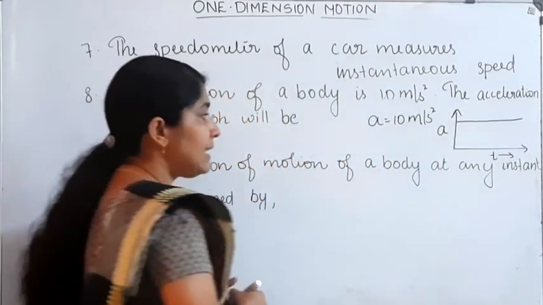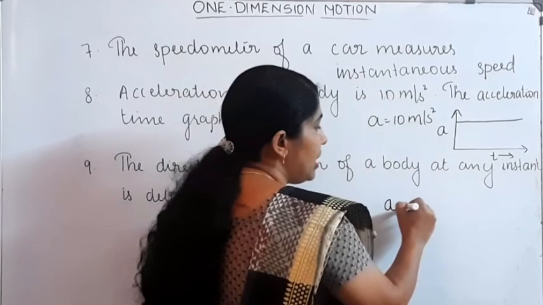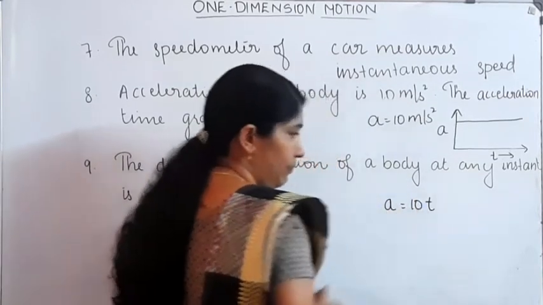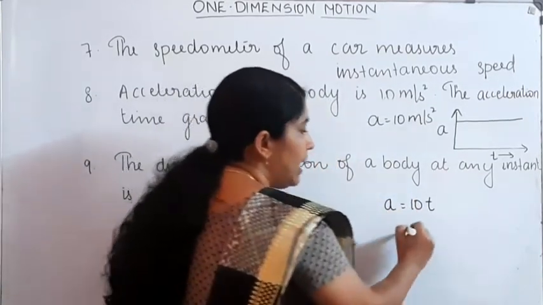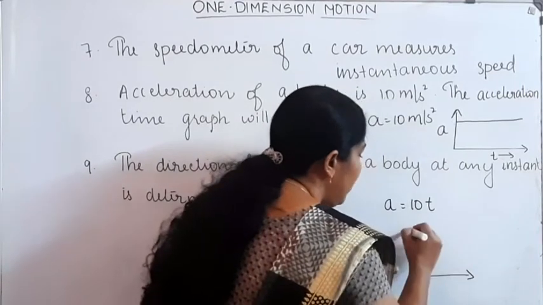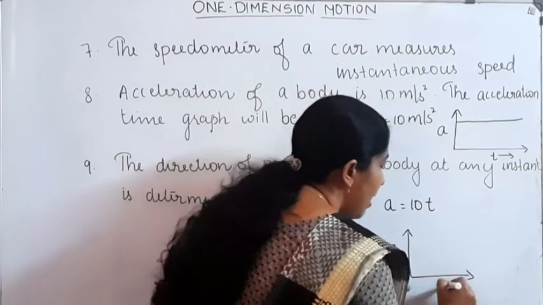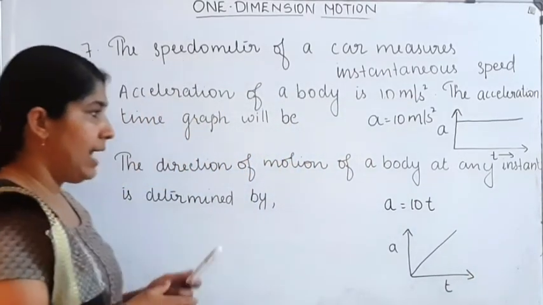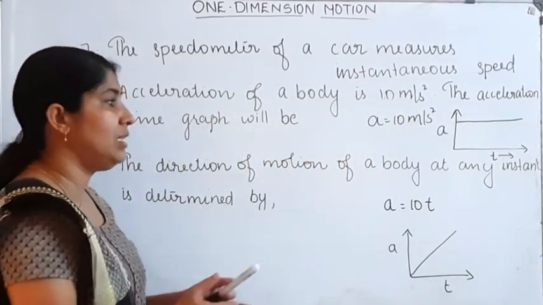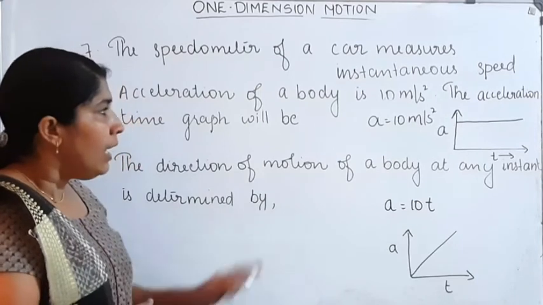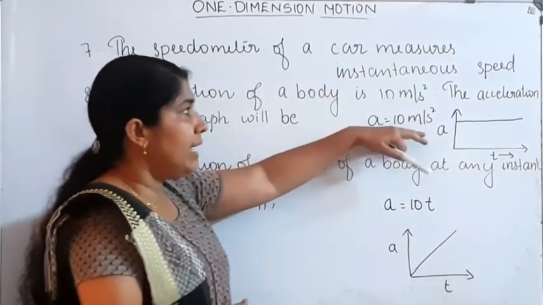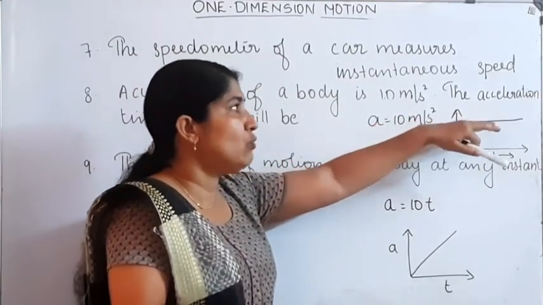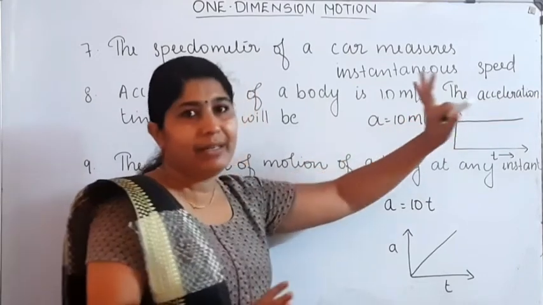If the acceleration is like this, acceleration is equal to 10 into t, what about the acceleration time graph? It will again be a straight line, but passing through the origin, because acceleration varies with time. Therefore, here we can write that the acceleration time graph is a straight line parallel to the time axis.